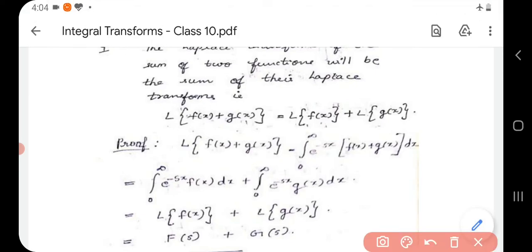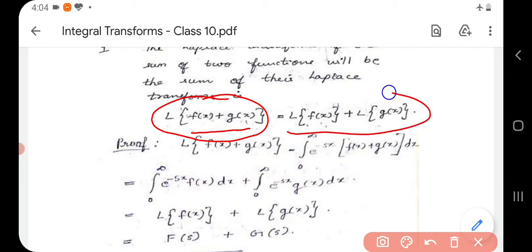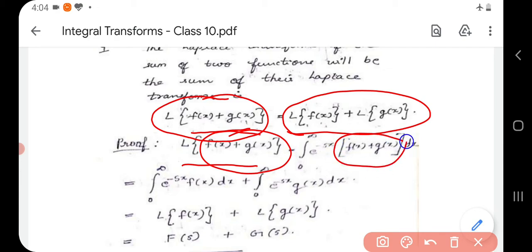So, suppose that you have two functions f of x and g of x. Now, the Laplace transform of the sum of those two functions will be equal to the sum of their Laplace transforms. You know, the Laplace transform of f of x equals the integral from 0 to infinity of e raised to minus sx f(x) dx. So, the Laplace transform of f of x plus g of x will be this. That is, in place of f of x, you have this quantity.